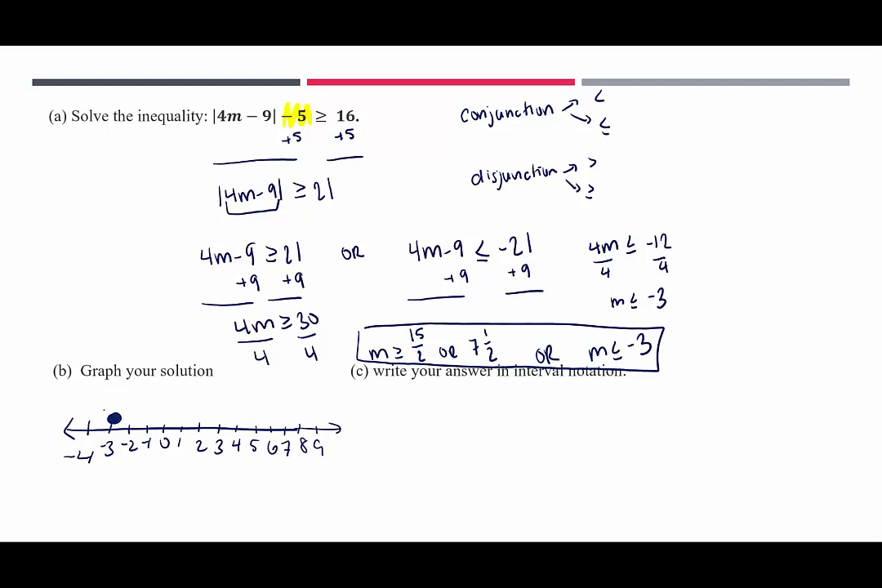and all of the solutions here are to the left of negative 3, smaller than negative 3. If you want to, you can check one of those numbers. So plug in negative 4 to the original function.